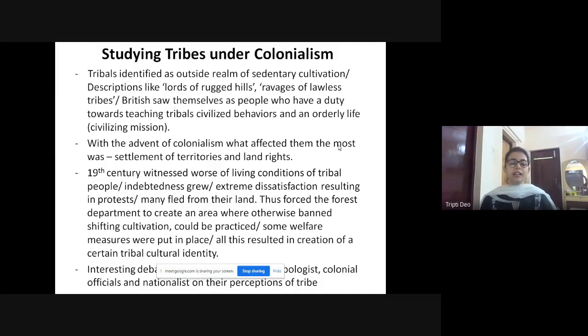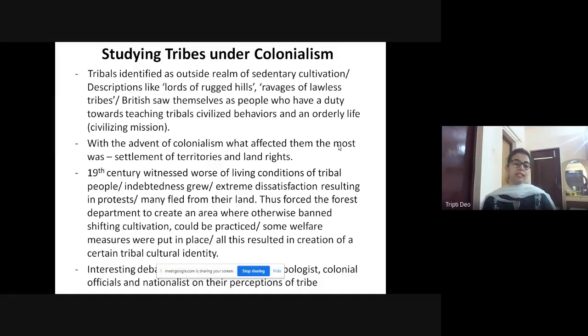The descriptions that are generally found about tribes use terms like lords of rugged hills and ravages of lawless tribes. So the British saw themselves as having the duty, the civilizing mission, to teach tribes civilized behavior and an orderly life. And that's where the role of the Christian missionaries came in. The British encouraged Christian missionaries in India, especially in the tribal regions, because they thought the main moral duty of their rule was to civilize these uncivilized people. I am not saying this myself; this is the British way of thinking.